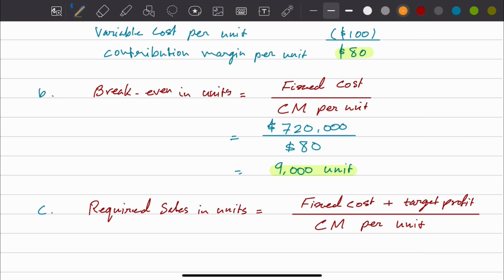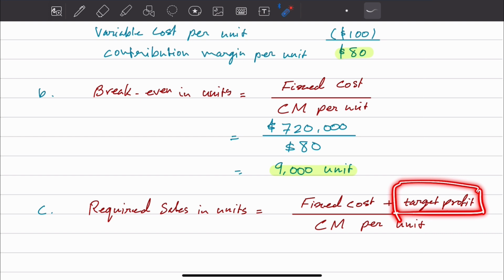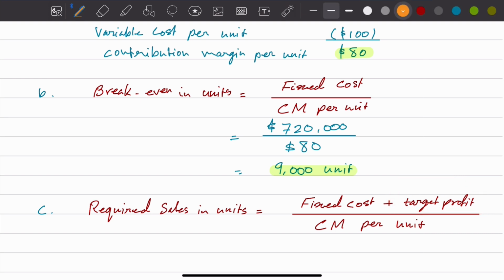The only thing that we've done is that we've changed this, because this is no longer going to be the break-even point. This is going to be the sales that the company needs to achieve in order to achieve a target profit, right? So the only thing that we've changed is that we added the target profit here. Okay, and of course change the description right here, because we're calculating a different thing.